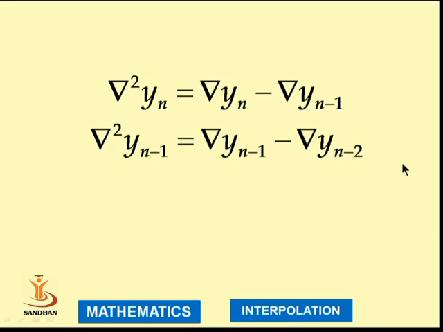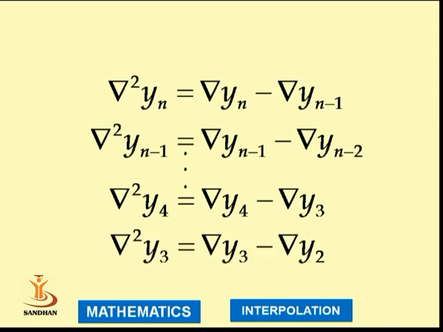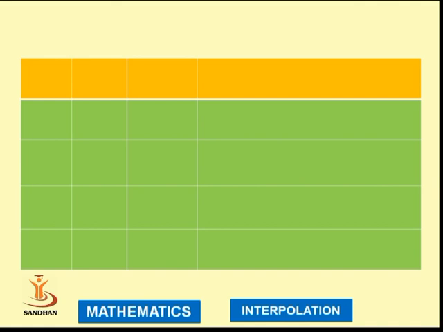Δyn−1 is equal to Δyn−1 minus Δyn−2, and so on and so forth. Δ²y4 is equal to Δy4 minus Δy3, and Δ²y3 is equal to Δy3 minus Δy2. So this gives us the second order backward difference.